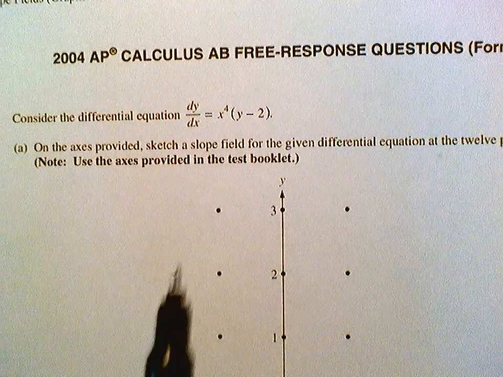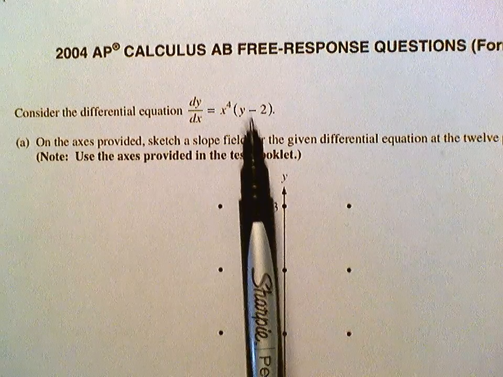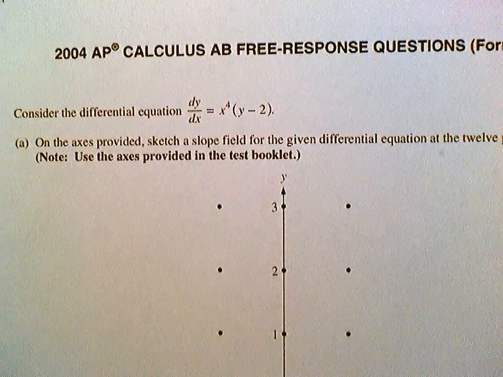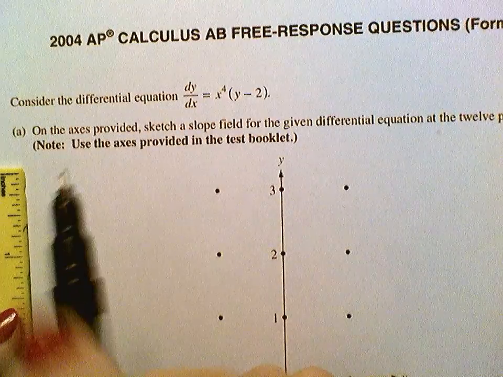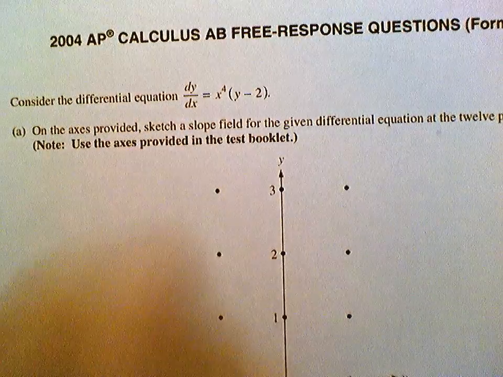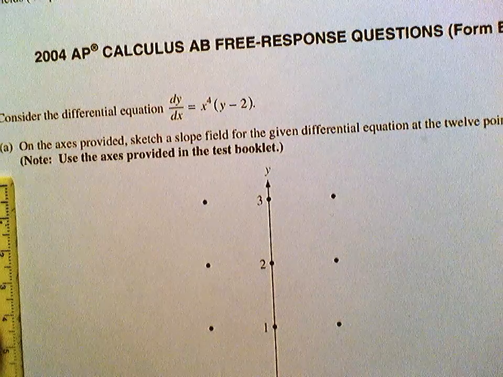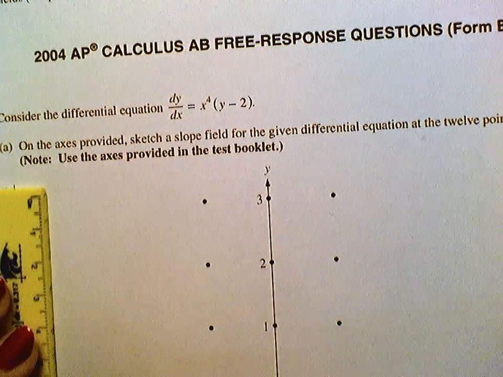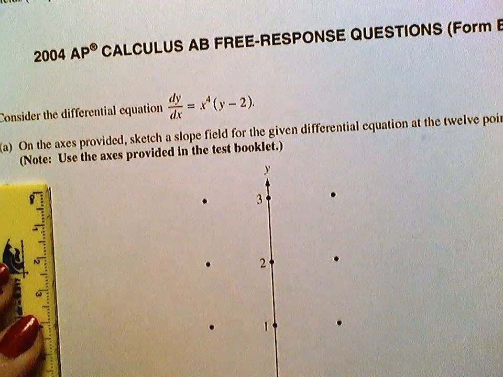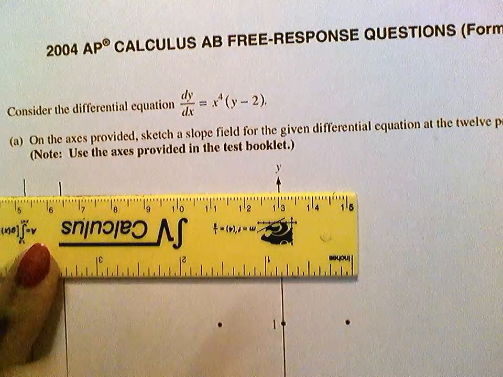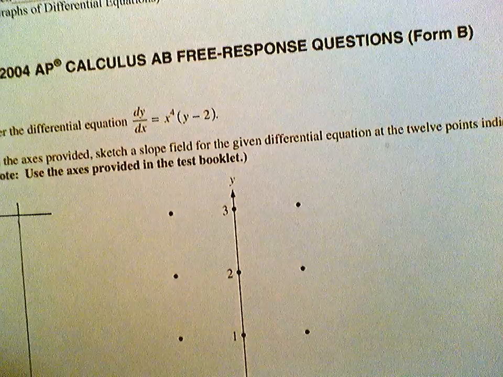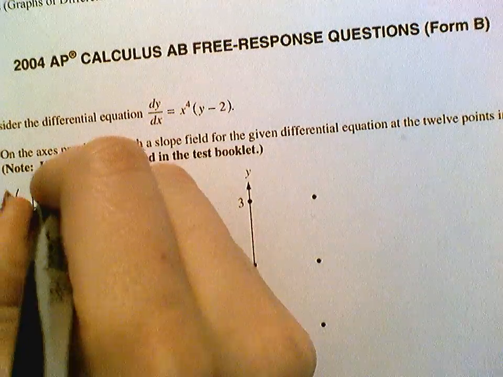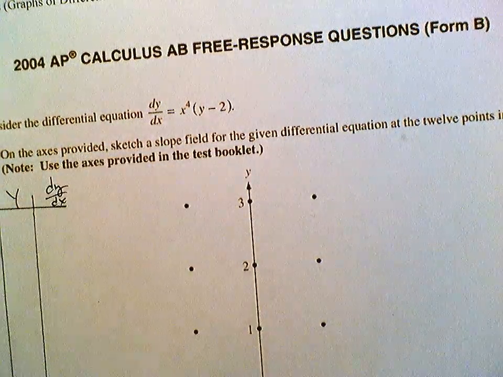So we're going to need three columns: an x column, a y column, and a dy/dx column. So over here, and you'll probably have more room than this on the actual test. Okay. So x, y, dy/dx. So that'll be the slope.